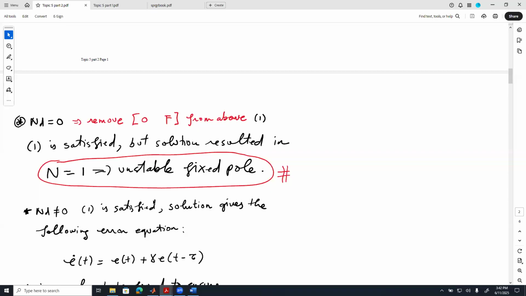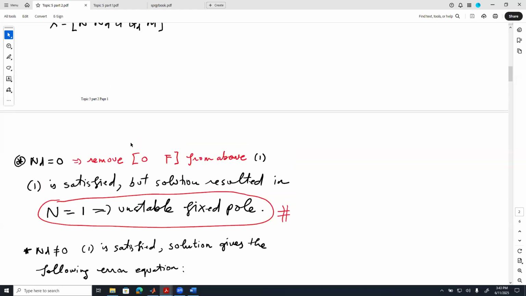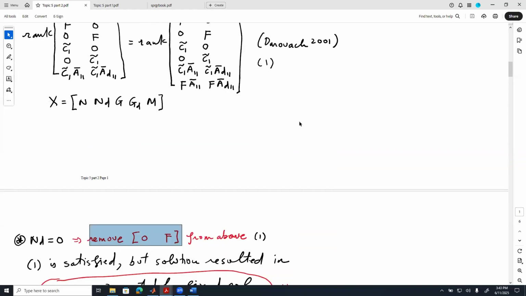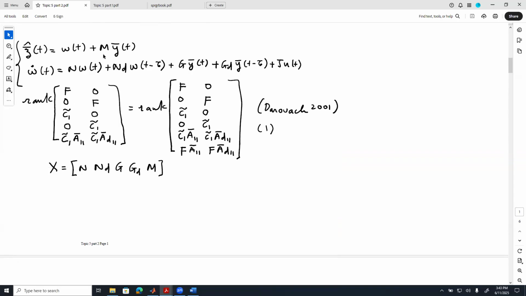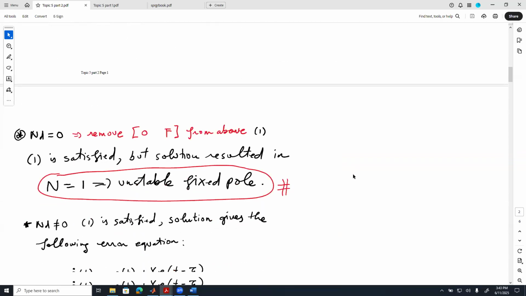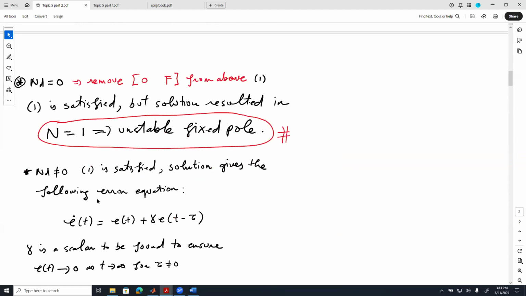On the other hand, when we don't remove that row block in there and we test this condition, in other words, we're going to use this extra term, which is an observer with internal delay, then the condition is satisfied. Still, because of course, if this condition is satisfied for ND equal to 0, it must be satisfied for ND not equal to 0.